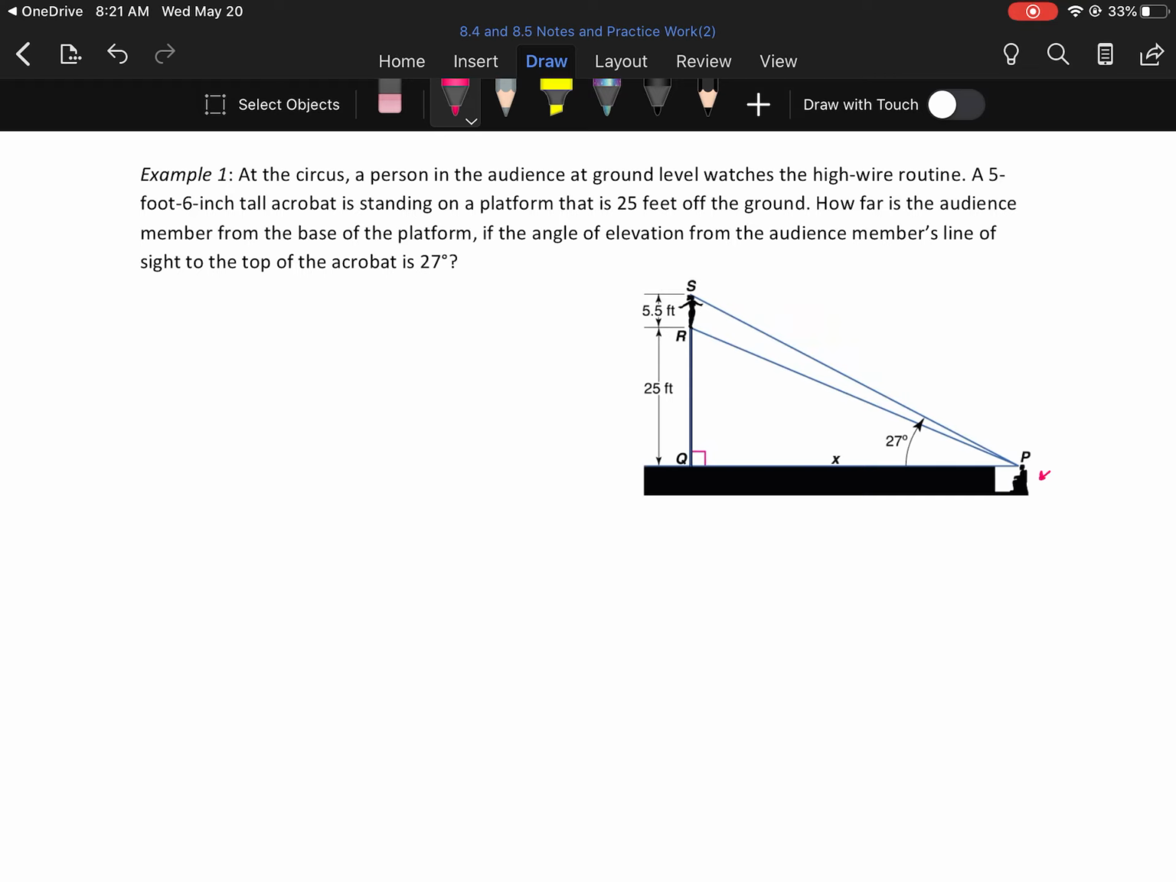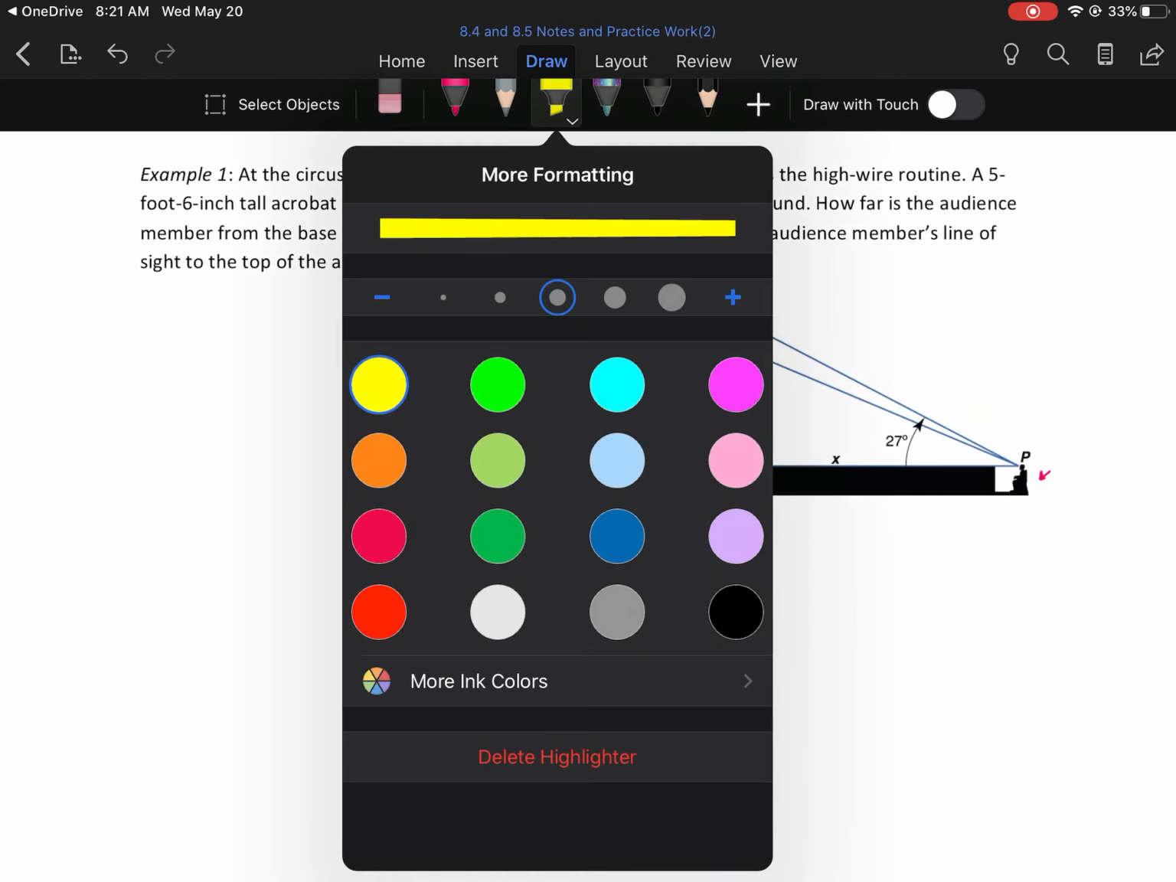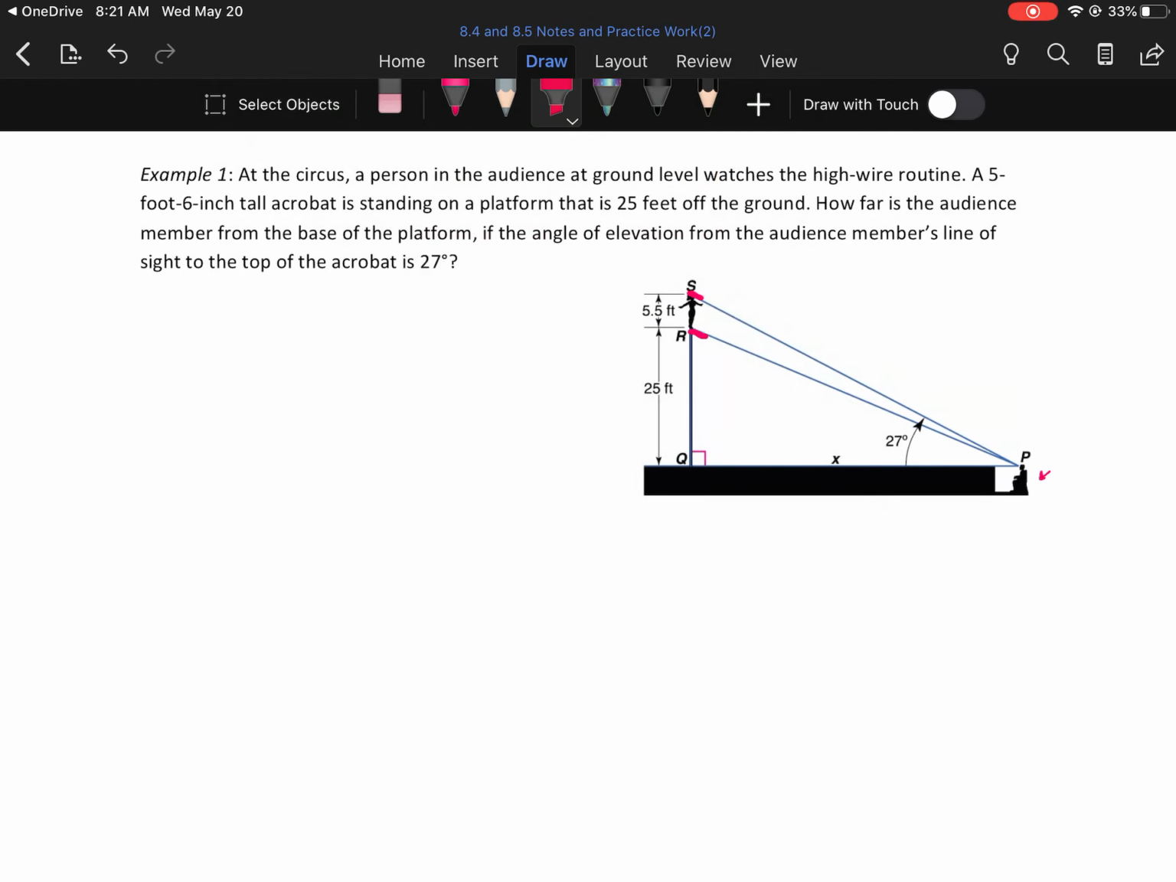The one biggest thing we need to look at is that it says the angle of elevation, because see how they gave us two lines. They gave us this bottom line that reaches to the feet of the acrobat, and then another line that goes to the head of the acrobat. And that 27-degree angle of elevation goes to that top line. So that goes all the way up here to the top. So that means we need to highlight this. We need to use that whole length, not just part of it. We need to use the whole entire length.